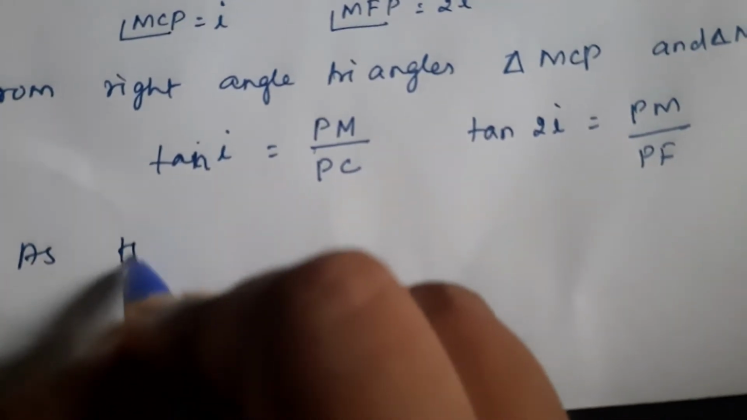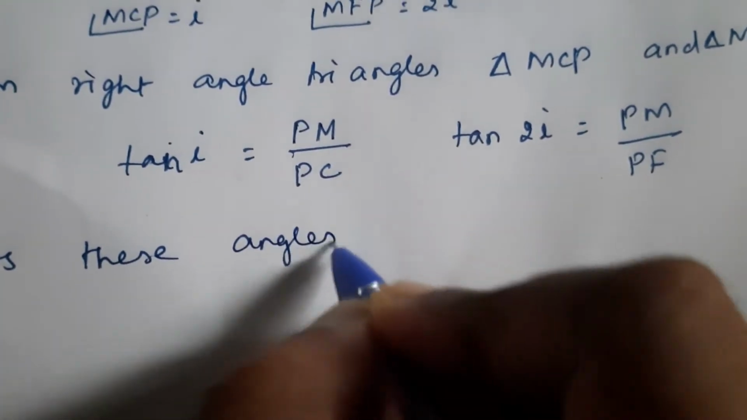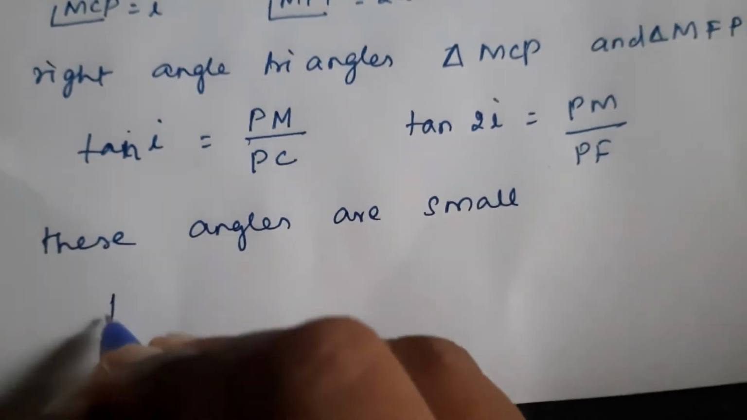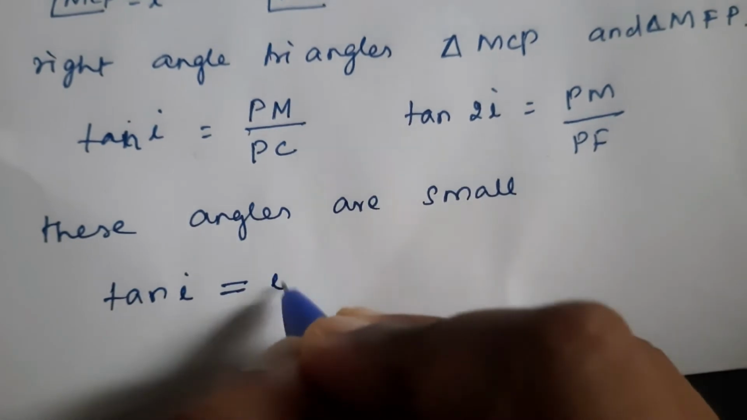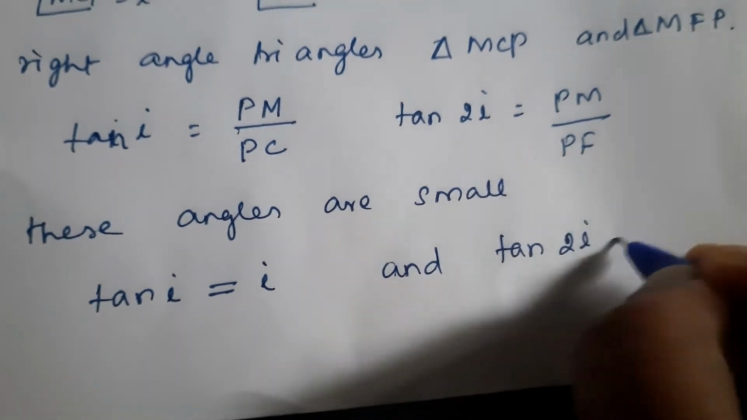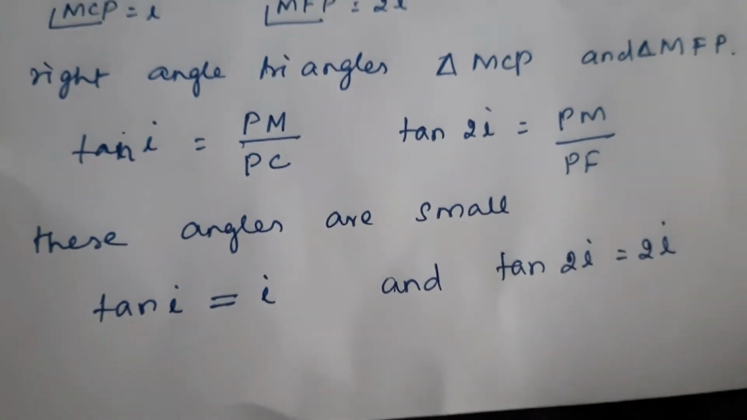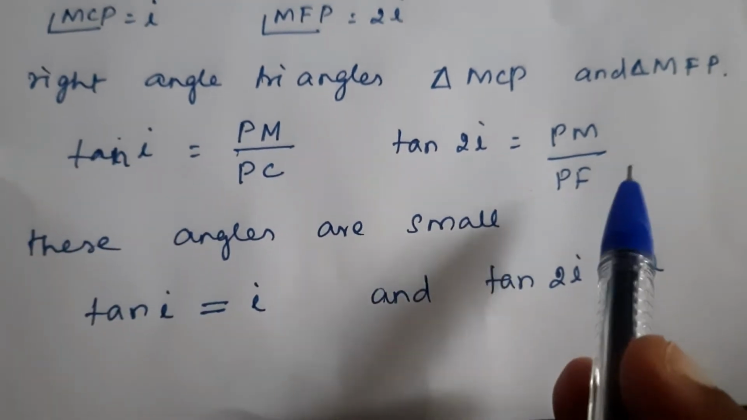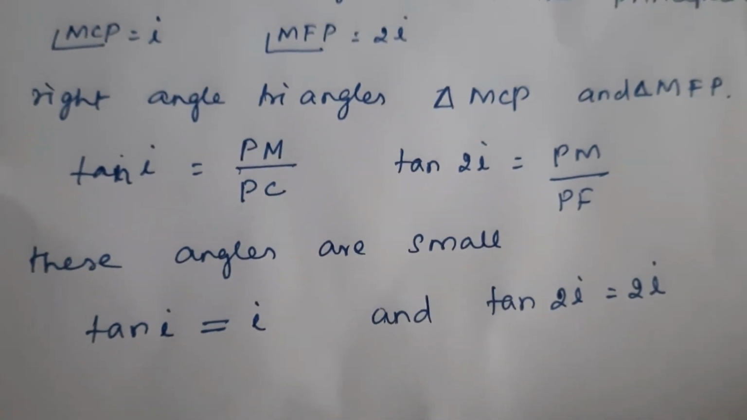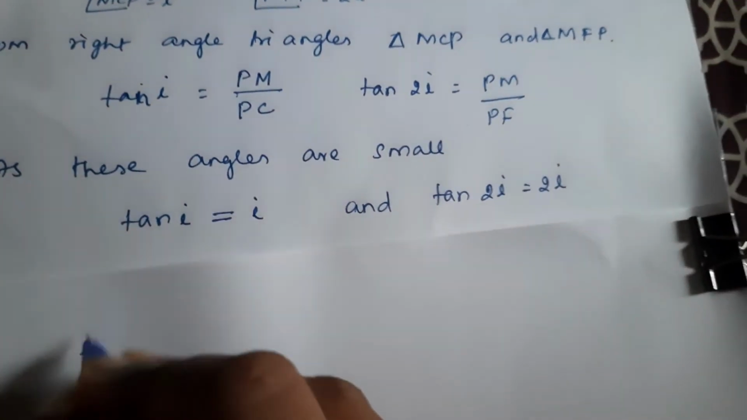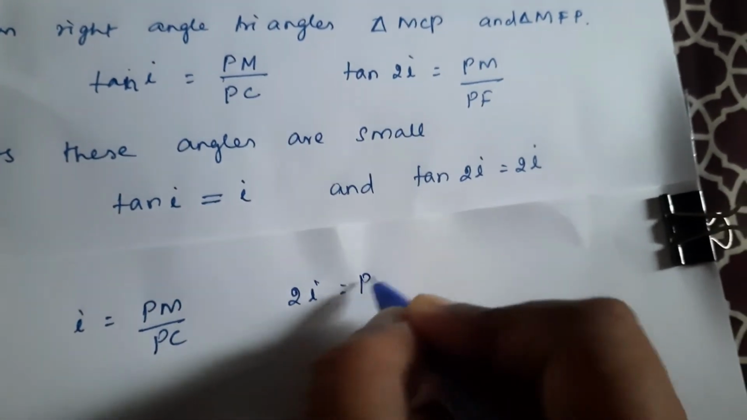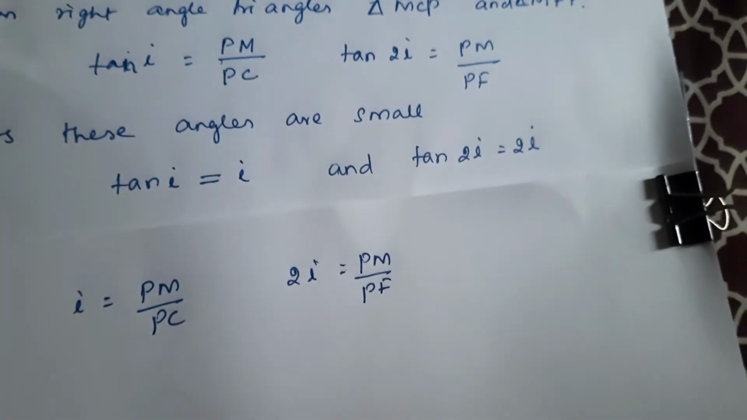As these angles are small, I am going to write tan I as I itself and tan 2I as 2I itself. Considering these two angles are very, very small, I can write I is equal to PM by PC and 2I is equal to PM by PF.